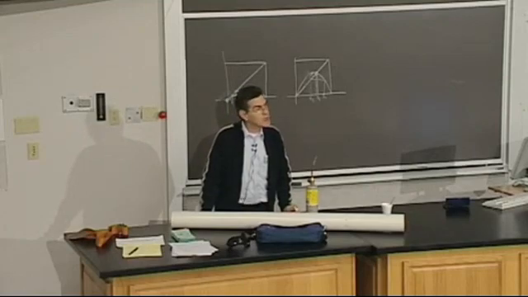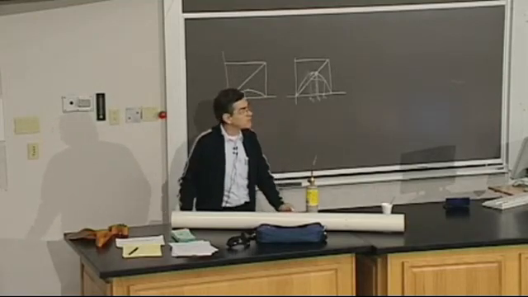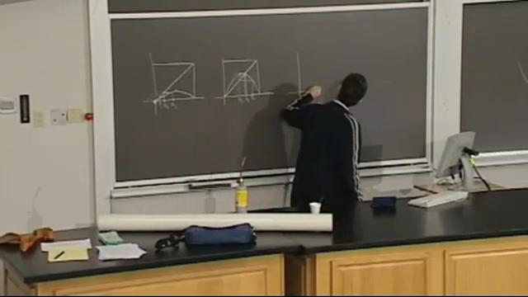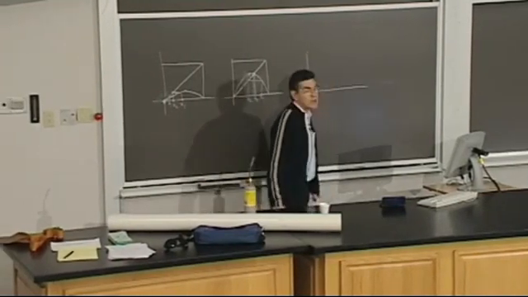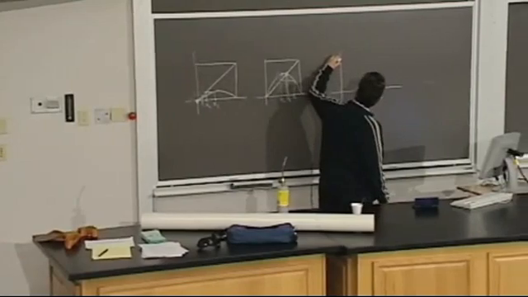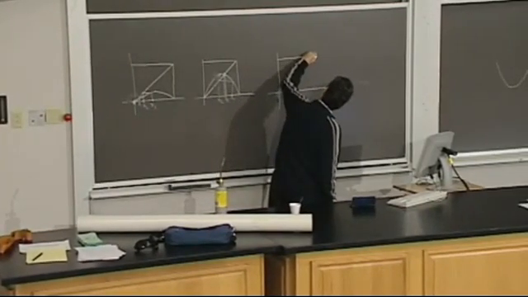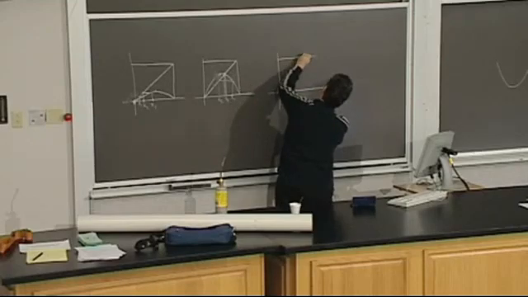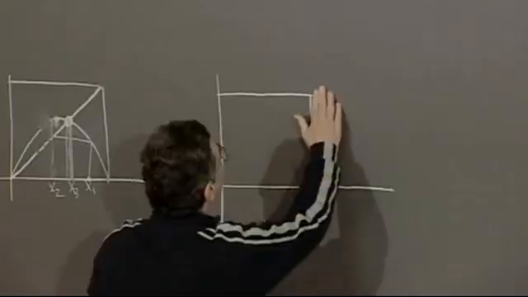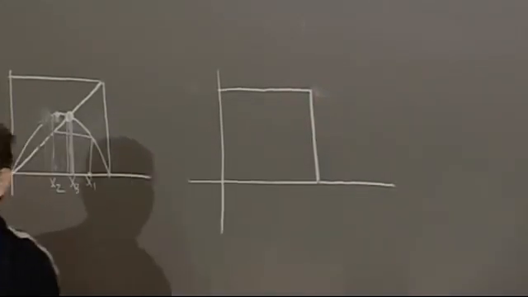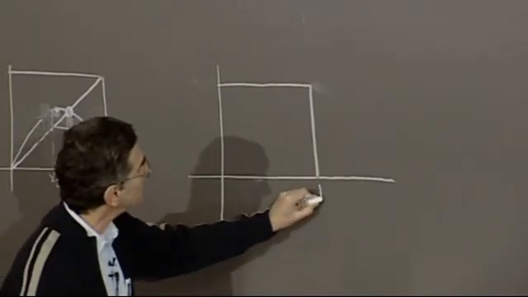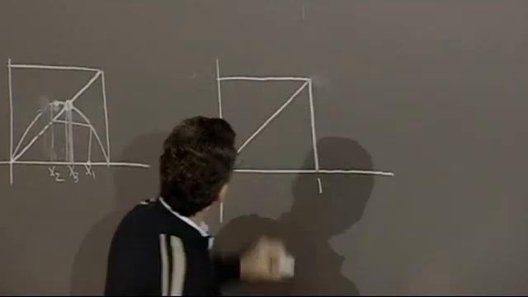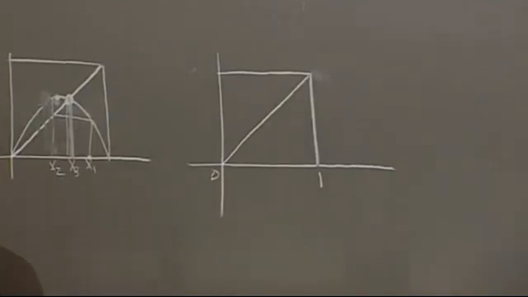Okay, well now I'm going to show you one last picture. I'm going to show you something remarkable. If I can draw it well enough. You may not be able to see it unless I can draw it well enough. Let's take this about here. Okay, here's my square. This is 1. This is 0. There's my diagonal line. Okay?